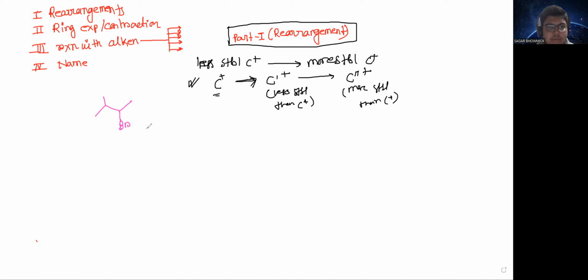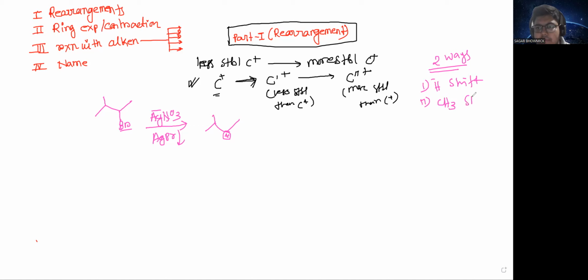Suppose this is a bromide, and I am giving here AgNO3, silver nitrate. We know that silver plus and bromide, if they are associated, form AgBr precipitate. Then this carbocation will form. Carbocation can rearrange by two kinds of processes: one is hydride shift, H minus shift, and the other is methyl shift. Now, which one is more prone to shift? If there is a competition, hydride shift versus methyl shift, then hydride shift is more preferred. This is a small atom, that's why.